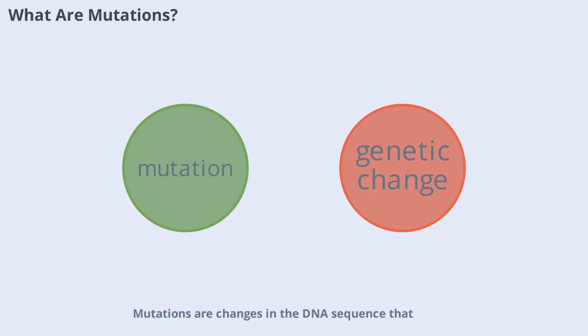Mutations are changes in the DNA sequence that can occur naturally or be induced by environmental factors. These changes might be as small as a single letter in the genetic code or as large as entire sections of DNA being rearranged. Mutations can happen during DNA replication, when cells divide, or due to exposure to things like radiation or certain chemicals. Not all mutations are harmful. Some have no effect, while others can lead to diseases or even beneficial traits. Understanding mutations is key to grasping how genetic diversity arises and how certain conditions develop.